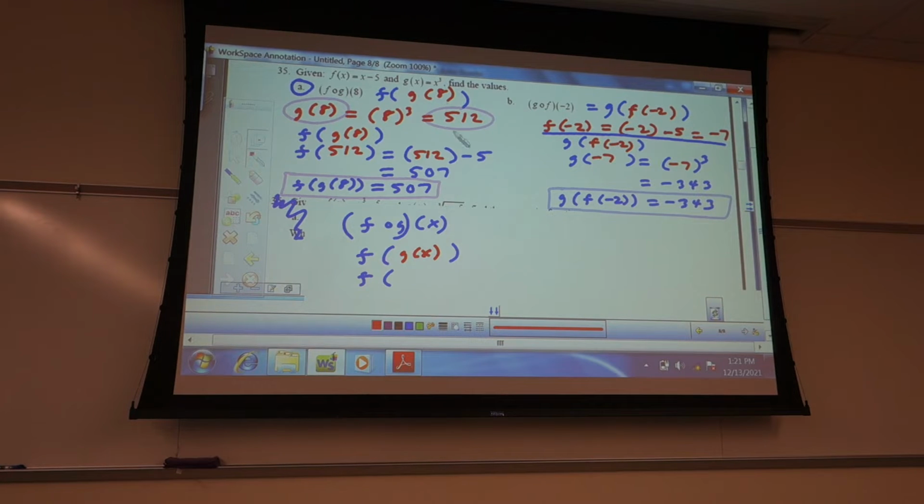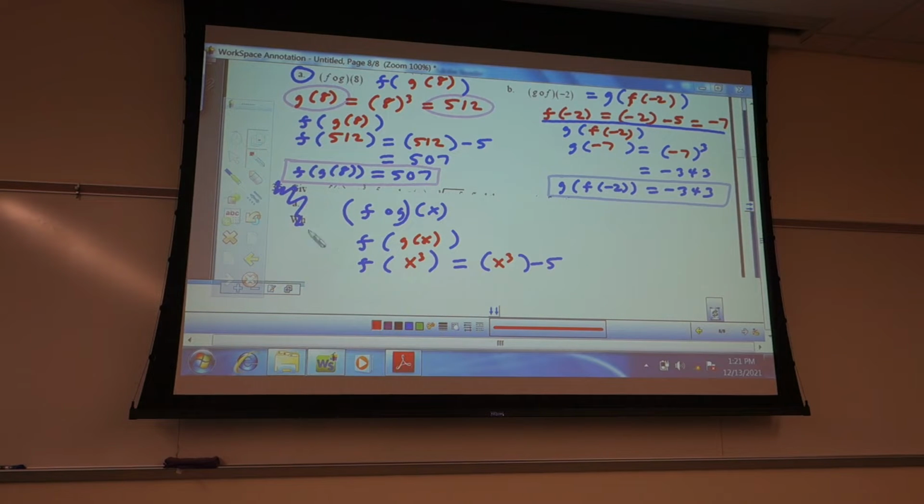G of x is x to the third, so I'll put that in for g of x, since that's what g of x is. So then everywhere I see x, when I do the f of x, I'm going to put in x to the third. So my final answer will be x to the third minus 5. That's my f of g of x.